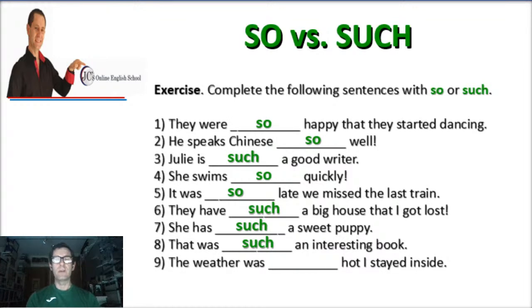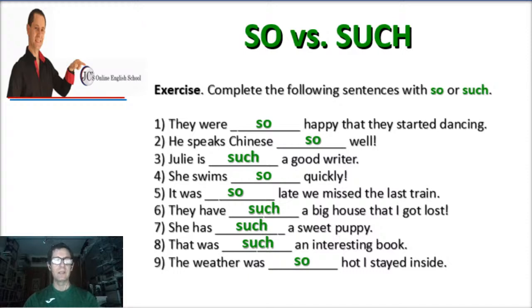So the correct answer for number 9 is so. Very good. So the weather was so hot. I stayed inside. Very good, Rosa. Excellent. Very good. So the correct answer for number 9 is so. The weather was so hot, I stayed inside. Okay, excellent. Very good. So, Jose Maria, number 9 is so.